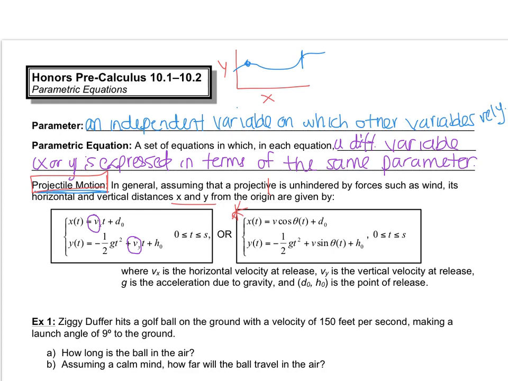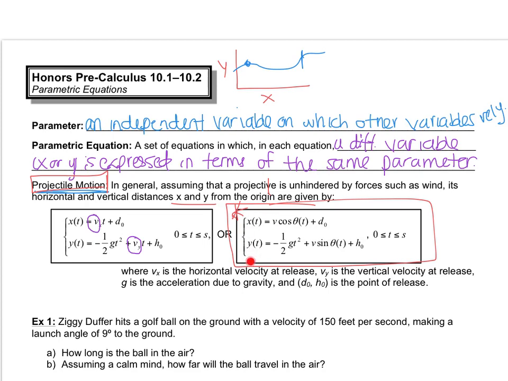So don't worry about memorizing these again. We are going to stick with this set of equations. So all you need to know is that x represents the horizontal distance, t is time, v is velocity, theta represents the angle at which the projectile was put into motion. So like if you're throwing a ball, theta would be at what angle was that ball released from your hand with respect to the ground. t is time, d naught means initial horizontal distance, and then y of t is vertical distance in terms of time.